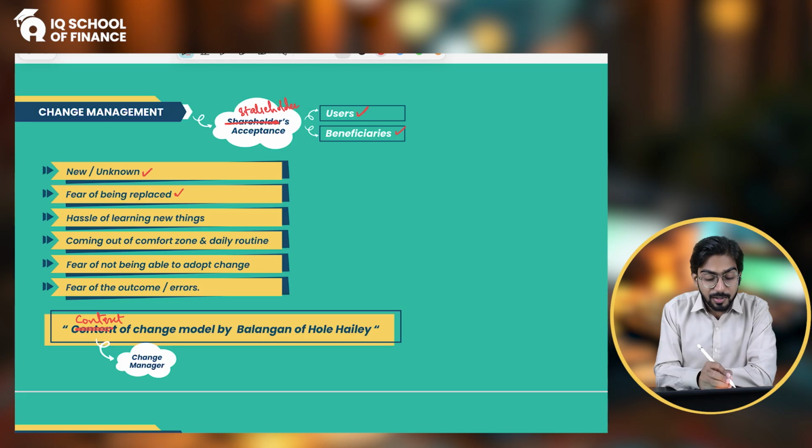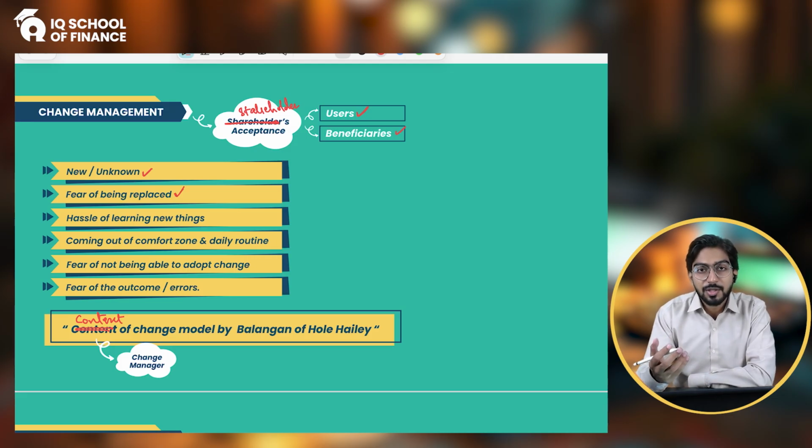Then there is the fear of being replaced. Whenever you bring change and go towards modernization, standardization, or technological advancement, your employees always fear that maybe the technology will replace them. Maybe the new processes, advanced technology, modernization, or automation are going to replace them and they will lose their job. So that's why they oppose the change.